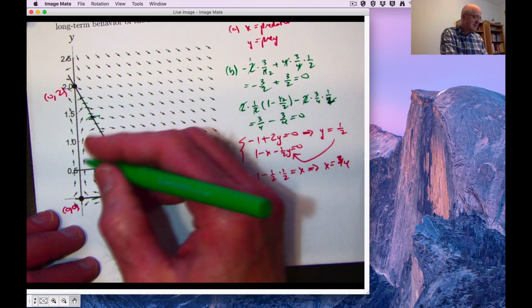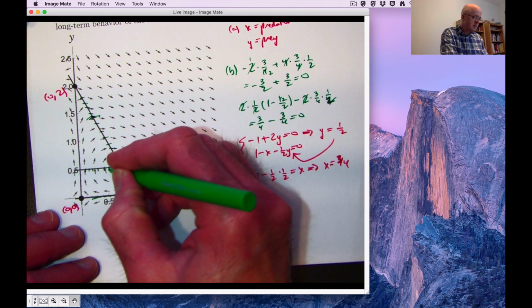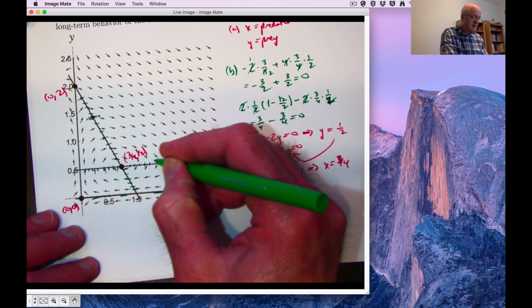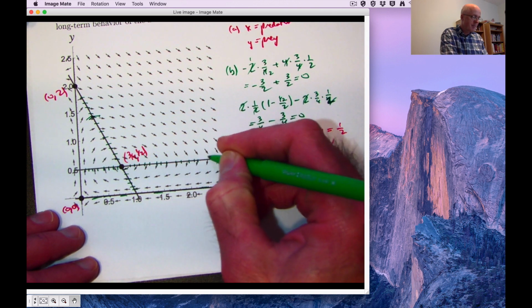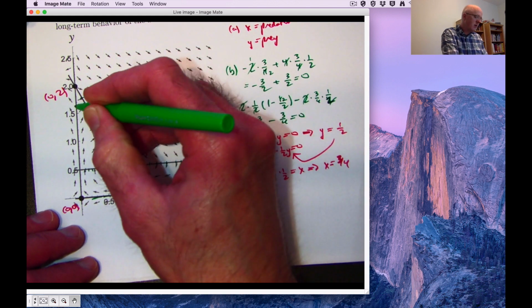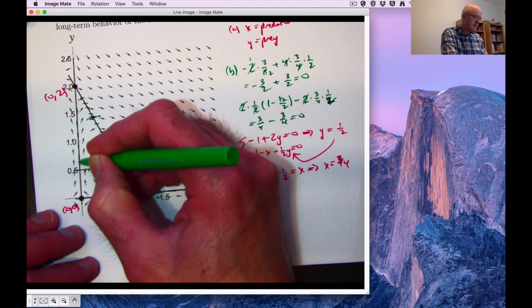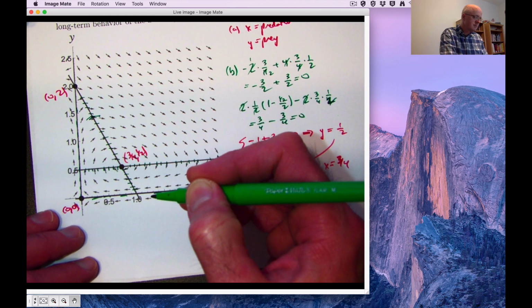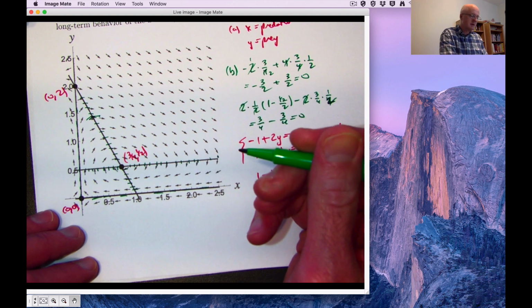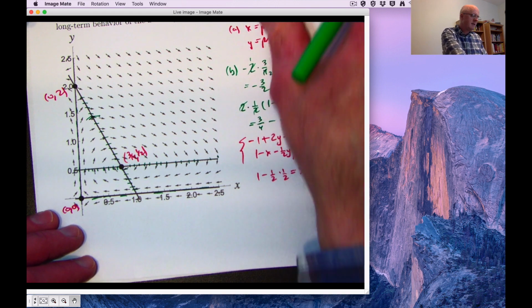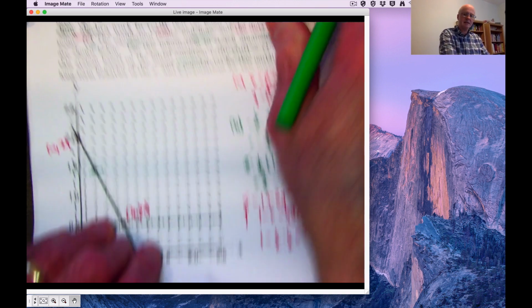You also have x null lines. This line here, solutions are crossing it vertically, either going upwards or downwards. And also along the y-axis, solutions have vertical tangents as well. X is 0, dx/dt will always be 0. And you can see that from thinking about these expressions as well.